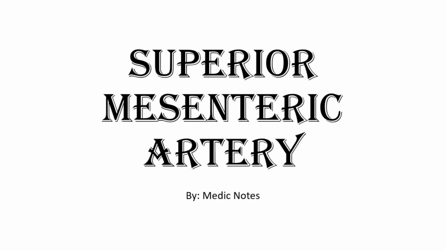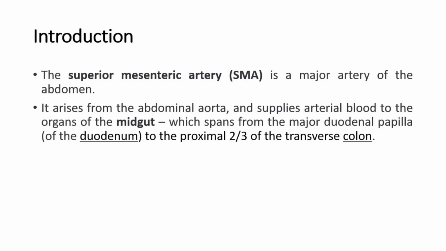This video is on anatomy of superior mesenteric artery. The superior mesenteric artery is a major artery of the abdomen. It arises from the abdominal aorta, and supplies arterial blood to the organs of the midgut, which spans from the major duodenal papilla of the duodenum, to the proximal 2/3 of the transverse colon.